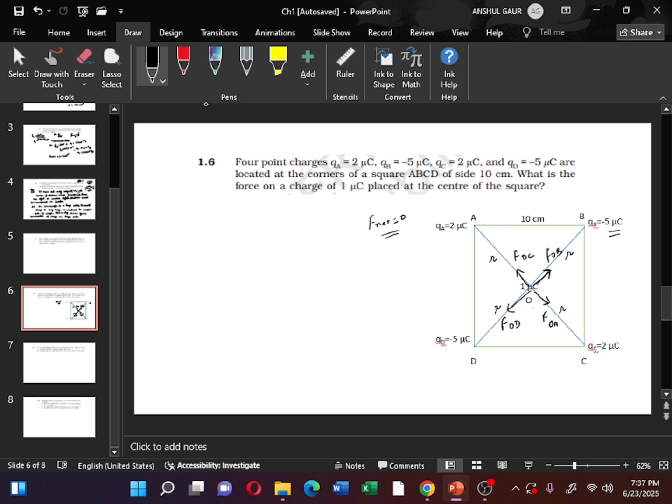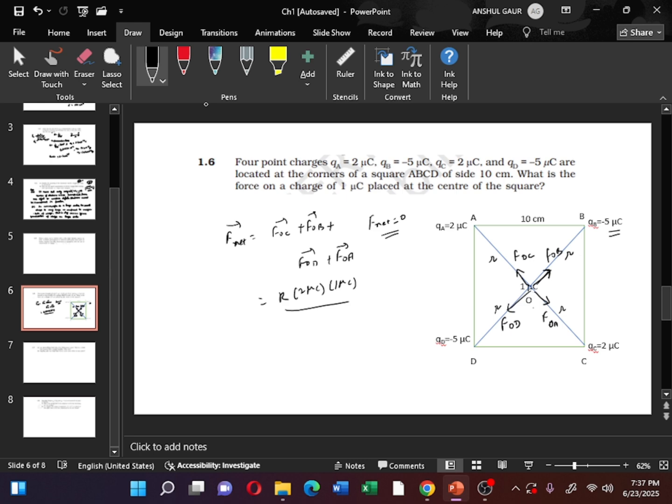Suppose we want to use calculation to solve this problem. By using calculations, the net force is given by FOC plus FOB plus FOD plus FOA. Now writing these force expressions using Coulomb's law, FOC is K times Q1 Q2 over R squared, where K is 1 upon 4 pi epsilon naught, Q1 here is 2 microcoulomb and Q2 here is 1 microcoulomb, and R here we can calculate also.